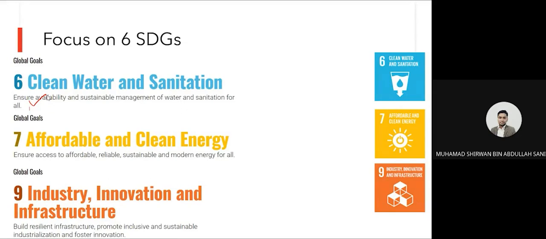Another SDG is affordable and clean energy. The definition focuses on ensuring access to affordable, reliable, sustainable and modern energy for all. And then the last SDG is industry, innovation and infrastructure. In this case, I used this SDG definition: build resilient infrastructure, promote inclusive and sustainable industrialization and foster innovation. So in my proposal, I applied plant waste to become a food preservative.